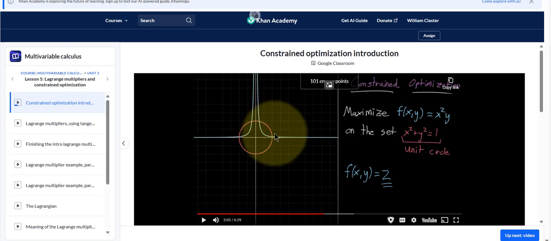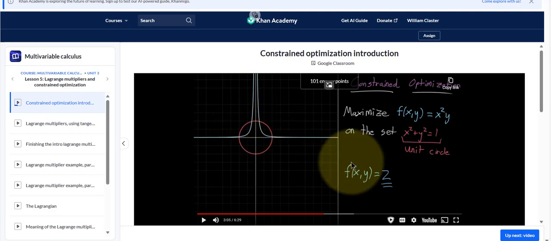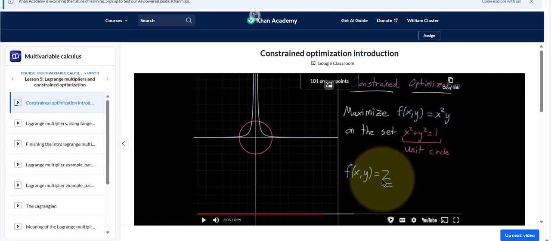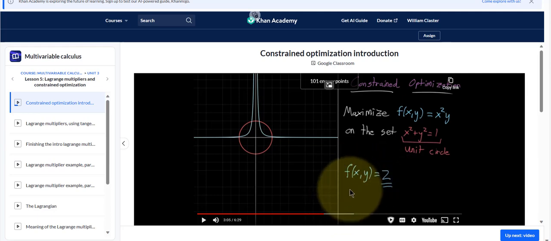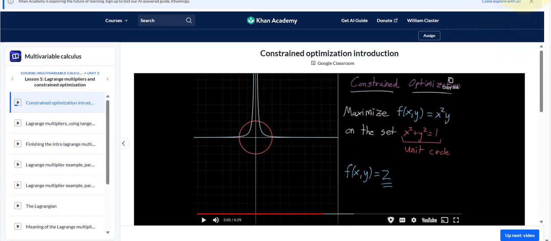So it will cut the circle. It'll still cut the circle. It'll still touch the circle. So that means somewhere on the circle, f of x, y is equal to 3. And so we want to, as we said, sort of move out. So here he moves a little bit further out, and here he's moved too far out.